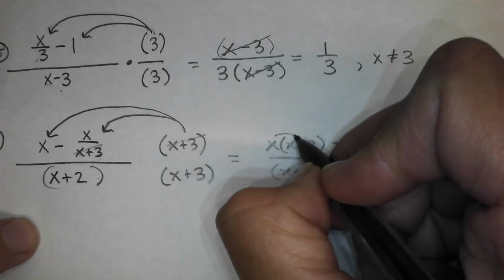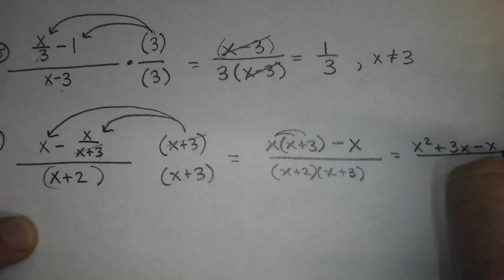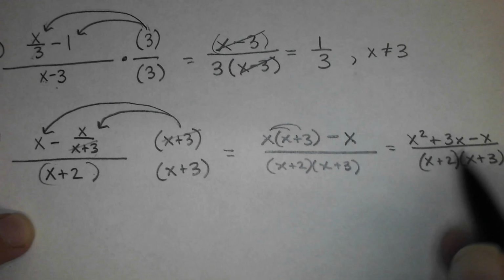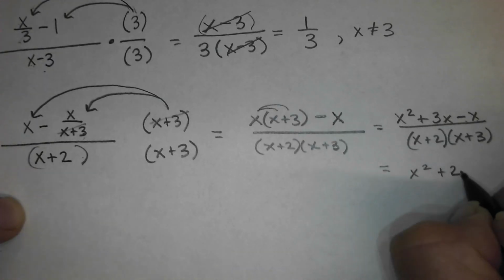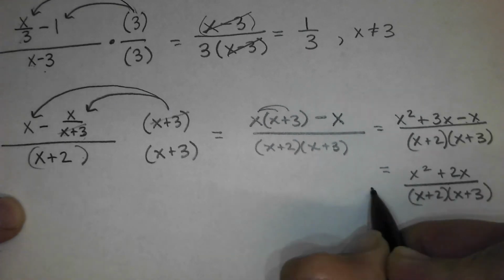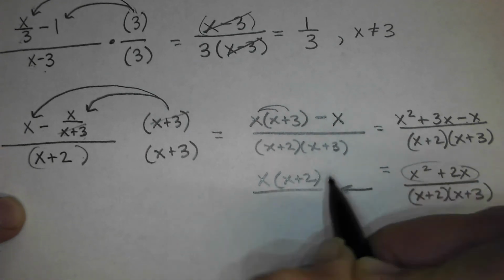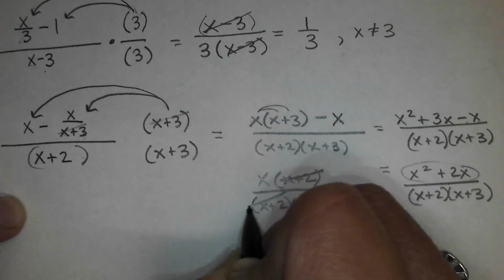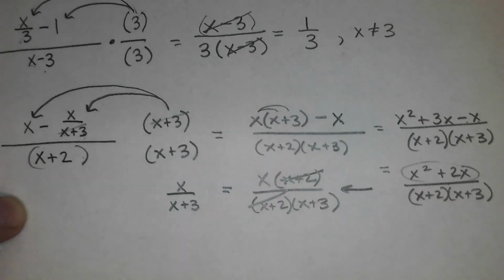Now there's some cleanup that has to happen in the top. I'm going to distribute my x squared plus 3x minus x over x plus 2, x plus 3. And that's going to be x squared, 3x minus x is plus 2x over x plus 2, x plus 3. And then I'm going to head back this way and take out a GCF, x plus 2 over x plus 2, x plus 3 results in cancellation. So our final answer is x over x plus 3.